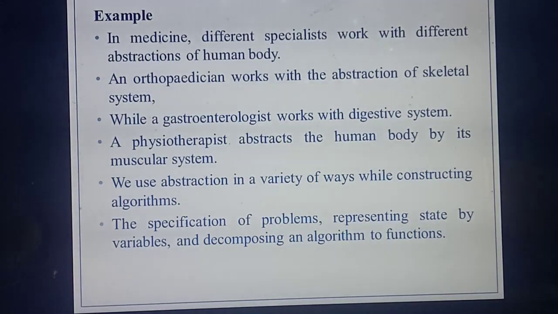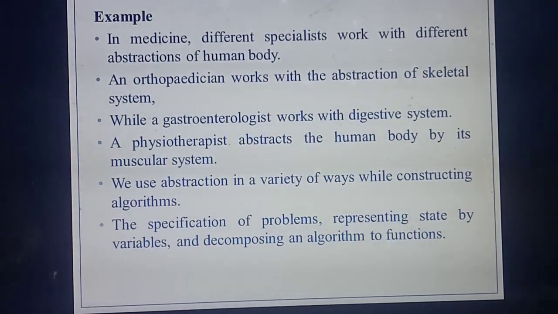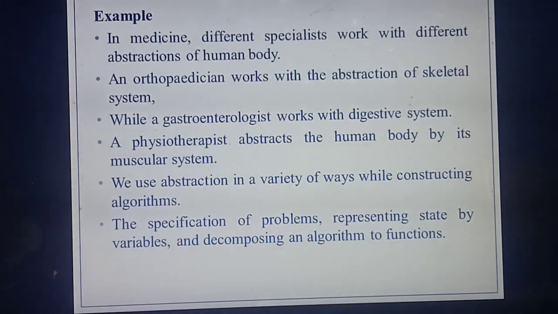So in medicine, that means in a hospital, a lot of doctors are there, a lot of details are there. But based on your disease, you need to choose which one you require. That is called abstraction. Understood, students? Okay. So another example.